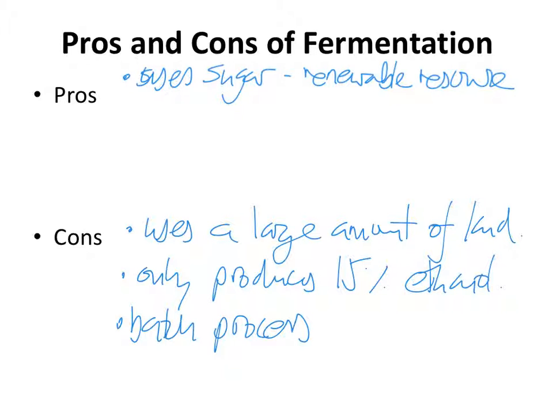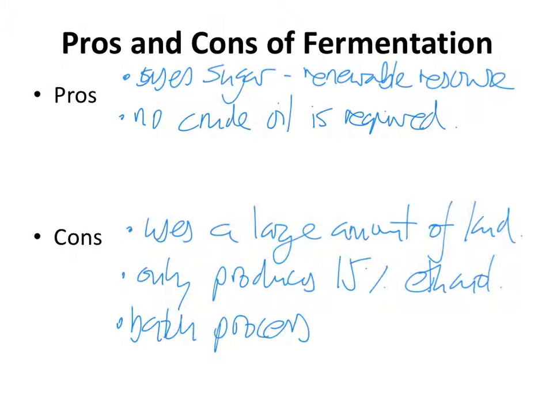Now, the fact it uses sugar is a real plus point. Not only is it a renewable resource, but it means that no crude oil is required. Crude oil is a non-renewable resource, and certain countries don't have access to crude oil. So certain countries that might have access to sugar but don't have access to crude oil can produce ethanol by fermentation.